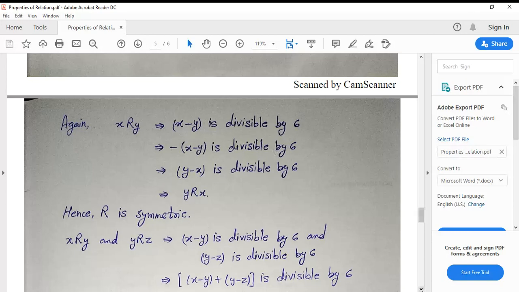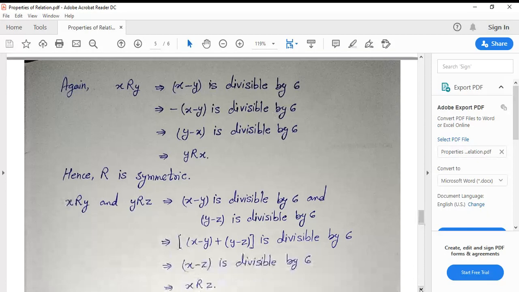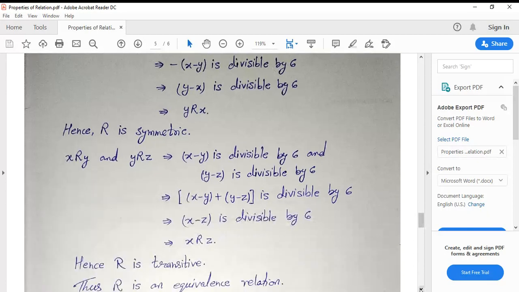Now, the third condition, we have to show that this is transitive. So for transitive, we have to take three elements x, y, z in our set A. So if we take x is related to y and y is related to z, we have to show that x is related to z. If we can show that x is related to z, then we can say that it is transitive. So we have x related to y, it means that x minus y is divisible by 6, and y is related to z, so we can take that y minus z is divisible by 6.